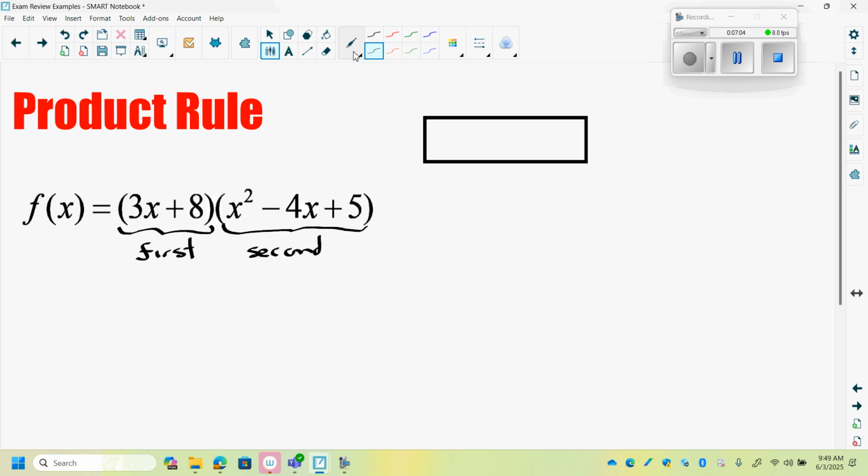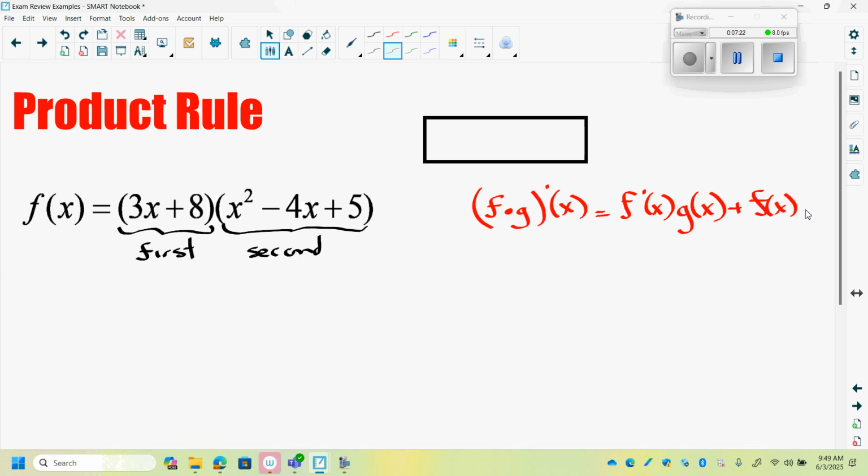And when we did our product rule, this is what we said. We said the derivative of two functions that are being multiplied together is equal to the derivative of the first function times the second function plus the first function, f of x, times the derivative of the second function. That's how we wrote it. Now the textbook flips it. It doesn't matter when you add it. The reason I did it this way is because this lines up better with the quotient rule. And in the quotient rule, the order of the terms does matter.